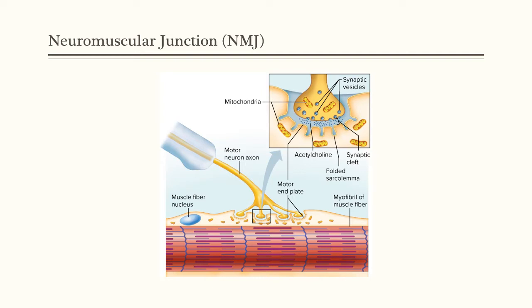The three components of a synapse are motor neuron axon, cell membrane of muscle fiber, which is also called motor end plate, and a small space between these two, which is called synaptic cleft. Neurons communicate with muscle by releasing chemicals called neurotransmitters.